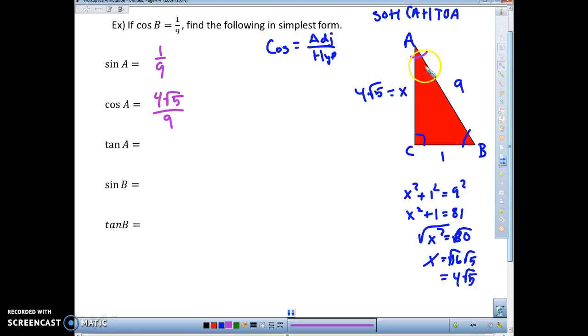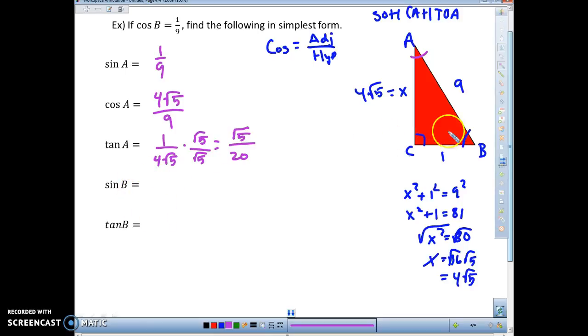And tangent is opposite over adjacent, so 1/4√5. And because of the radical, we have to rationalize, multiply top and bottom by the radical, giving us √5/20.